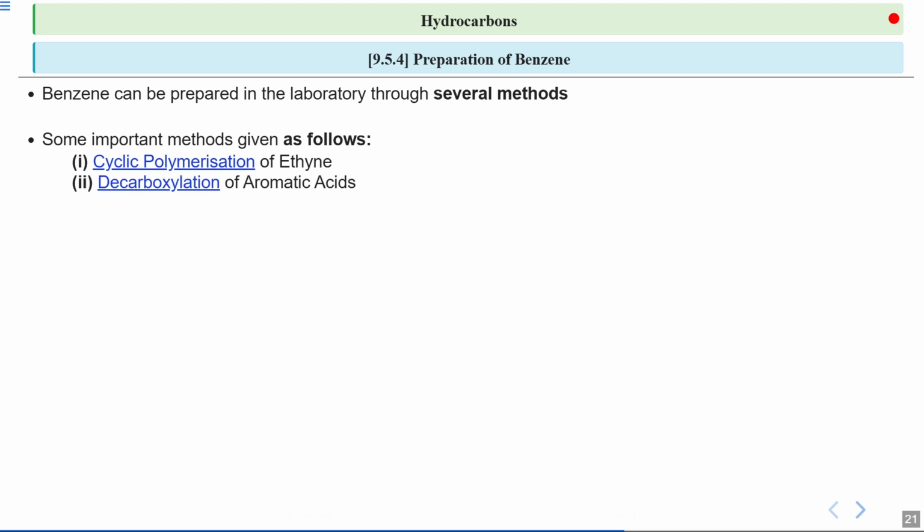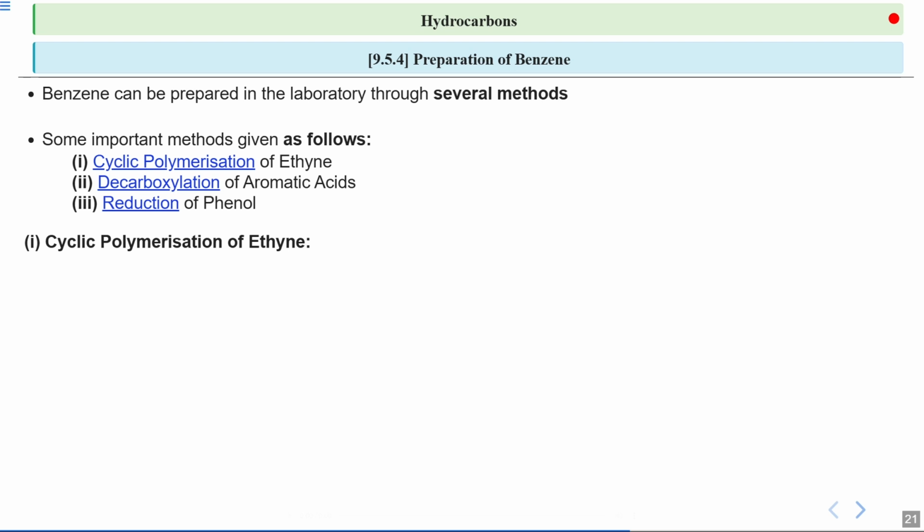Second one is decarboxylation of aromatic compounds. Decarboxylation means removing a carbon dioxide from the molecule. Aromatic compounds are compounds that contain a benzene ring and a carboxylic acid. From them, if you remove CO2, we can get benzene. The last one is reduction of phenol. Reduction in chemistry means gaining hydrogen or losing oxygen. Phenol is a compound with a benzene ring and an OH group. By reducing the phenol, we can convert it into benzene.